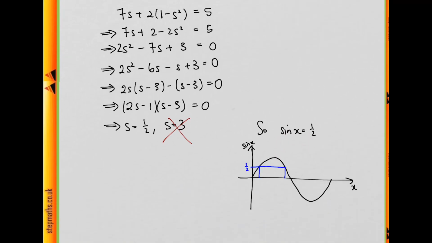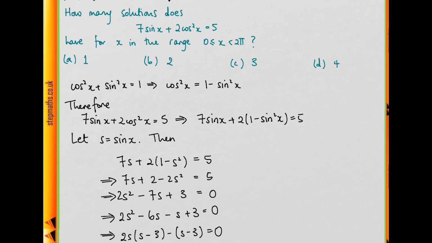And if we think about the graph of sine x, we see we'll get two values, and these values are actually pi over 4 and 3 pi over 4, but we only need to know how many solutions there are. So there are two solutions, and that answer is B.